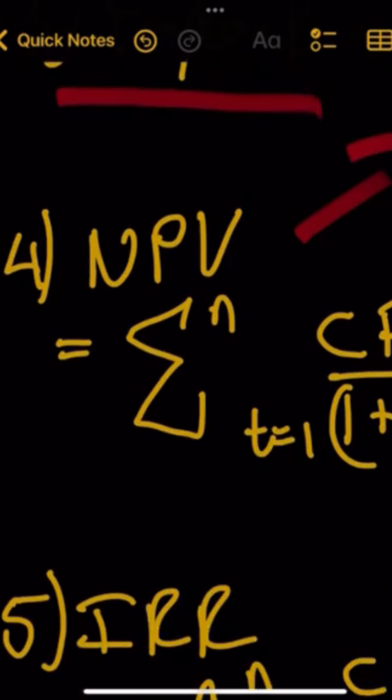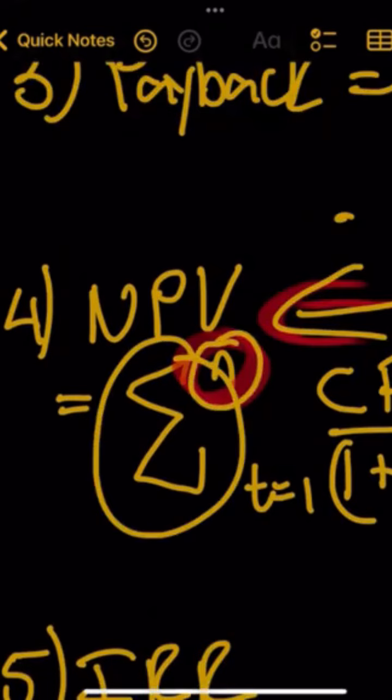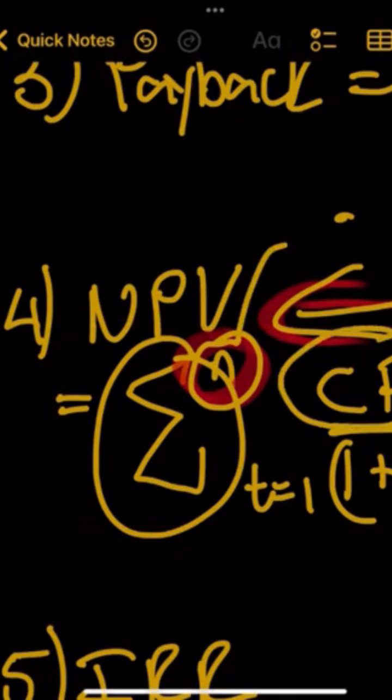The next one up is NPV. The net present value is basically the summation over the years that the project runs for. This N value here would normally be between 20 and 25 years for a solar farm. CF is the cash flows in year T. So say these will be the cash inflows in year 3, year 4, year 21, whatever the case may be.